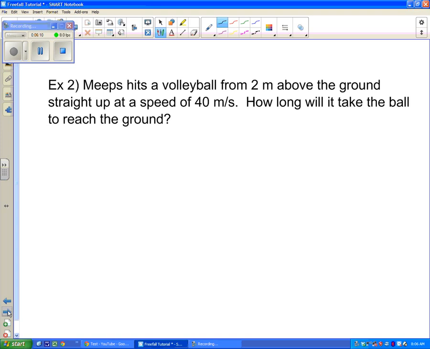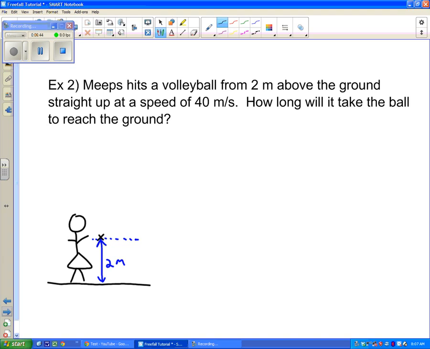We have Meeps hitting a volleyball 2 meters above the ground, straight up at a speed of 40, and we're trying to figure out how long it'll take the ball to reach the ground. So if we have Meeps here, and we have the ground, all right, so she's standing on the ground, and we know this distance is 2 meters. And she's hitting the ball from here up to the top.